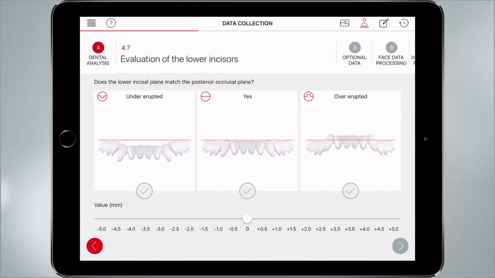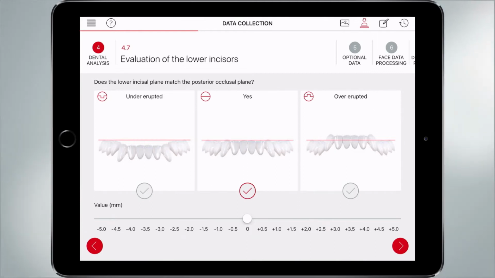So now we have to evaluate the lower incisors, if they are over-erupted, under-erupted, or if they are in the right position. So, does the lower incisal plane match the posterior occlusal plane? That's the question. In this case, yes. So we push the button in the middle. If you say that they are over-erupted, you can also check how much they are over-erupted or under-erupted if you push the other button on the left side. So we can then know exactly what is the compensation we need to do occlusally in the prosthetic rehabilitation.